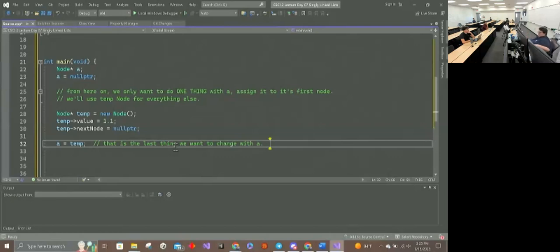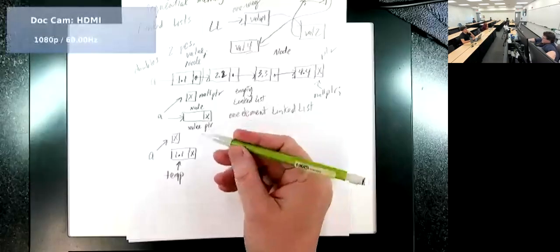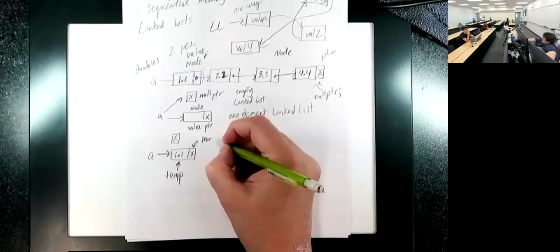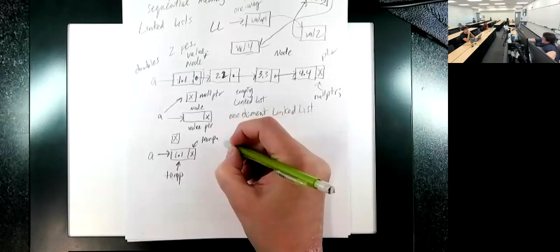So all I've done so far with saying A equals temp is I've done this. A is no longer pointed at that null. A is pointed at temp. And that's temp next node right there, currently.